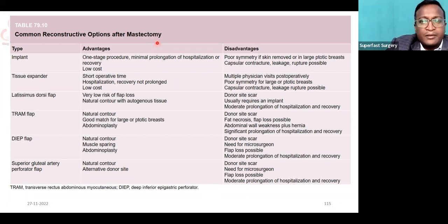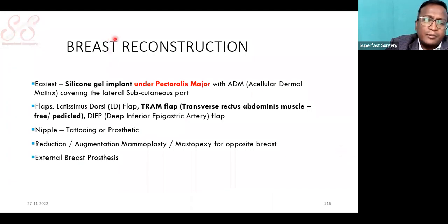So for breast reconstruction after mastectomy, there are several options like implant, tissue expander, LD flap, TRAM flap, DIEP flap, and superior gluteal artery flap. There are several advantages and disadvantages, which I will not read line by line, but you should go through them after the class. Now, the easiest and simplest method of breast reconstruction is a silicone gel implant behind the pectoralis major muscle. And the pedicles supplying the flaps should also be remembered.